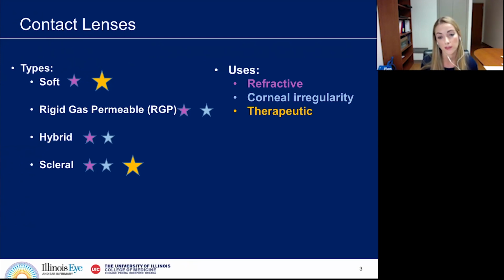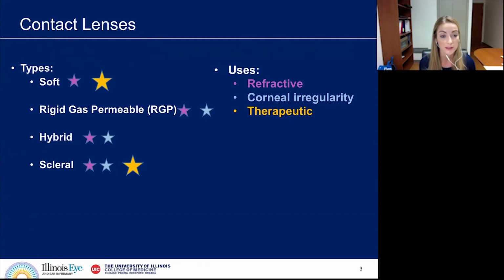Rigid gas permeable lenses really do provide the best optics for patients. It's a corneal lens that sits entirely on the cornea, but because there is tear film between the contact lens and the cornea, there is improved vision and optics. These are usually used for refractive correction, but they also help with corneal irregularity. The most beneficial patients are ones with corneal irregularity from keratoconus or post-grafts.